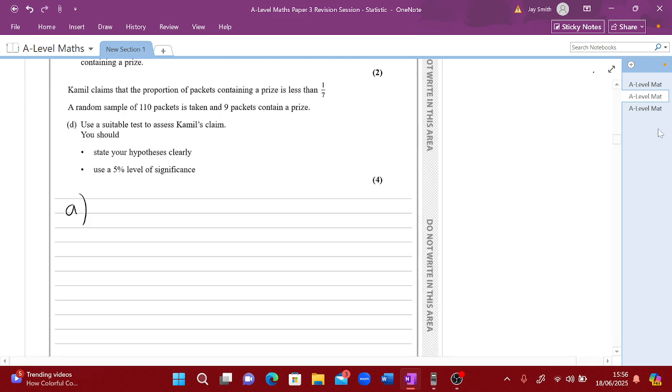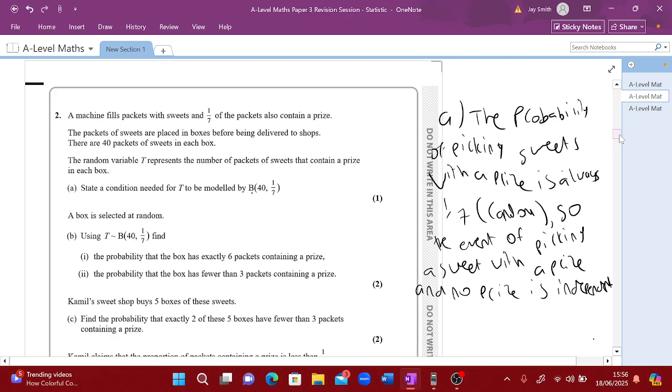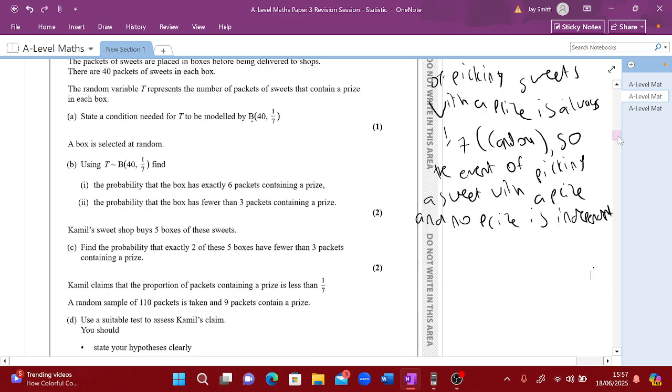So that's the assumption. There's a fixed number of trials. The probability of success is fixed, but that also comes from the fact that the probability is random. The probability is the same for any trial. The probability of picking a sweet with a prize will always be a seventh because it's random. I'm not being biased with the sweets I'm picking, and it's truly random. They're independent, they don't affect each other. The probabilities don't affect each other, there's no conditionality or something like that.